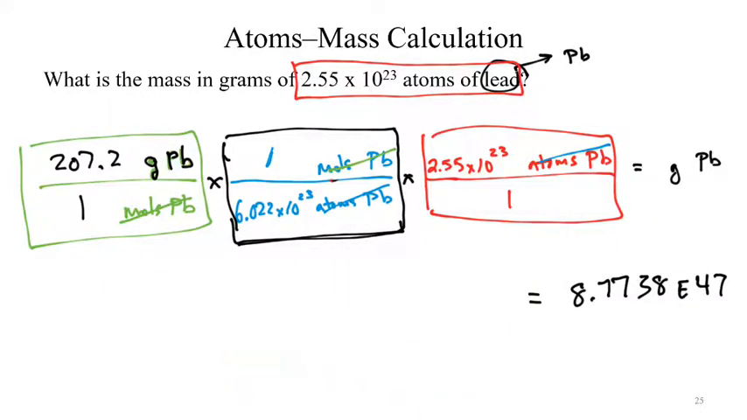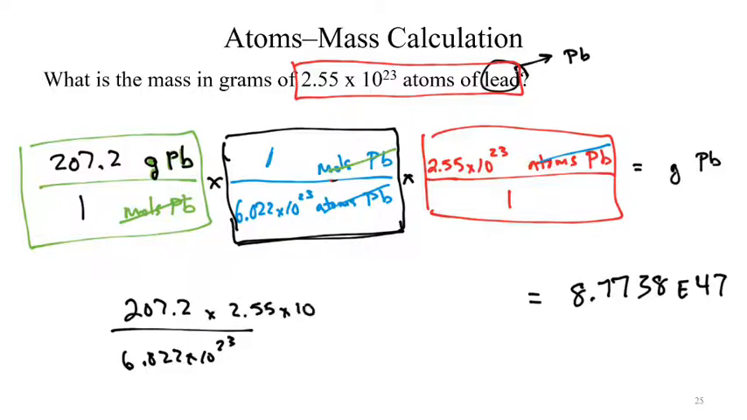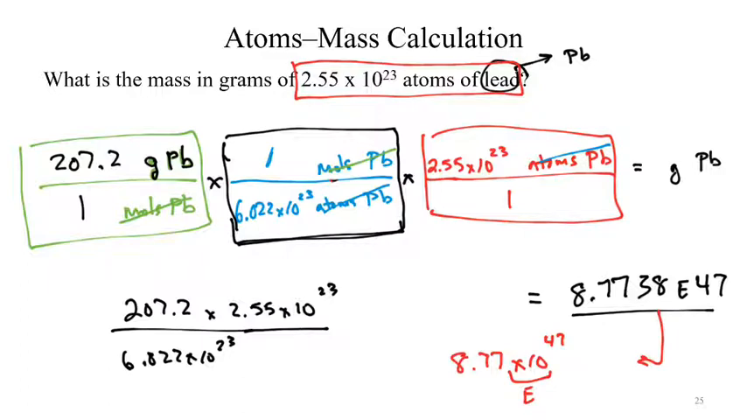Okay. How did I get that number? Okay, well, if we go through and look at the calculation, 207.2 over 6.022 times 10 to the 23rd times 2.55 times 10 to the 23rd. Okay, and if we enter that into the calculator, we might get this number written out here. Okay, written another way, that number is 8.77. I'm just going to leave it 8.77 times 10 to the 47. That E symbol is referencing that times 10. Okay?